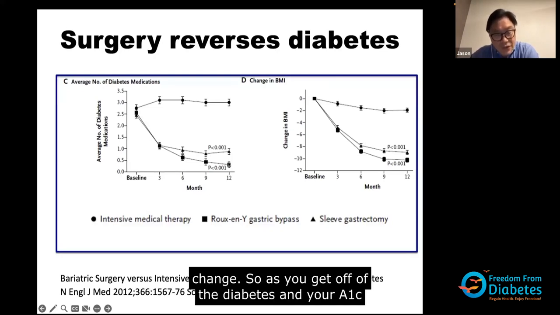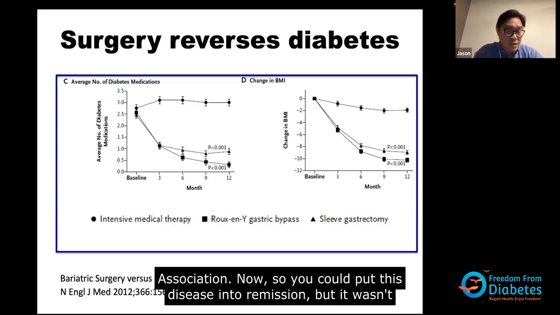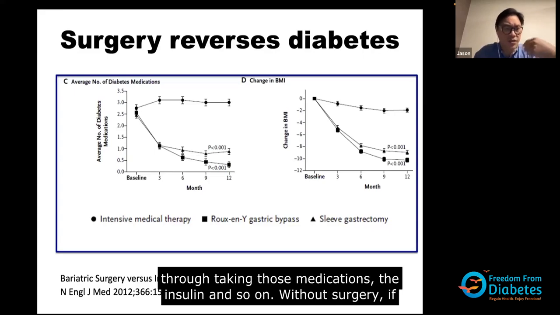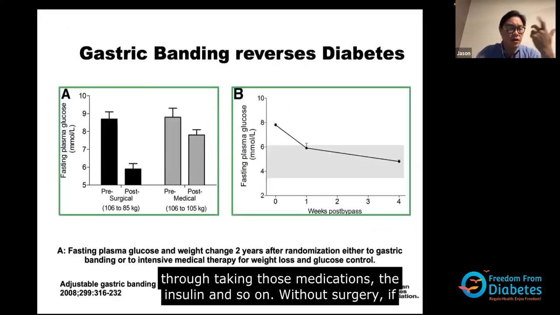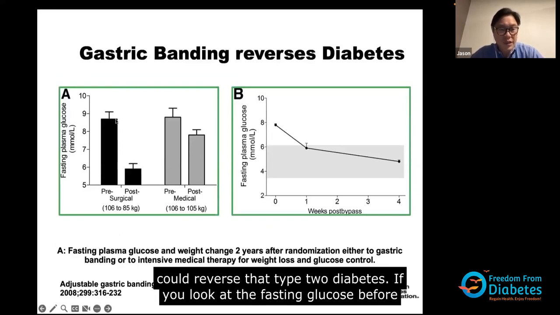So as you get off of the diabetes and your A1C goes down, of course, that is remission as defined by the American Diabetes Association now. So you could put this disease into remission. But it wasn't through taking those medications, the insulin and so on. Without surgery, if you just do a gastric banding, you could see the same thing. So you could reverse that type 2 diabetes.